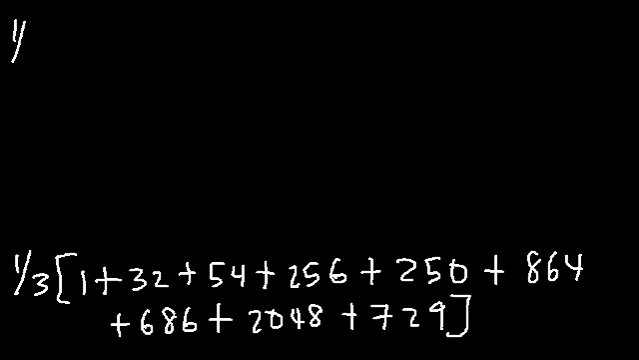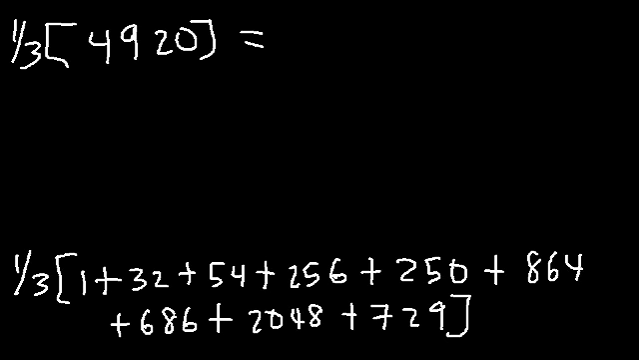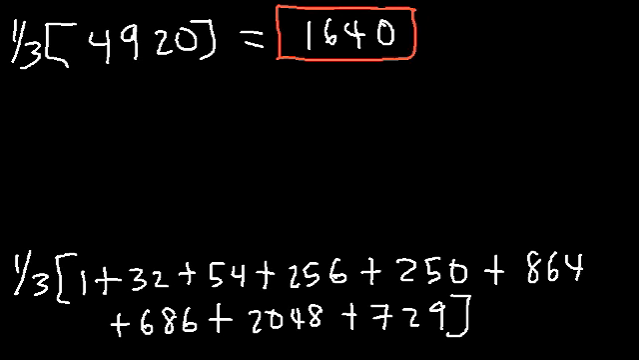So now let's add the numbers in the middle. 1 plus 32 plus 54 plus 256 plus 250 plus 864 plus 686 plus 2048 plus 729. If I typed it in correctly, this is what I got: 4920. So let's divide that number by 3. And this gives you exactly 1640, which is very, very good.